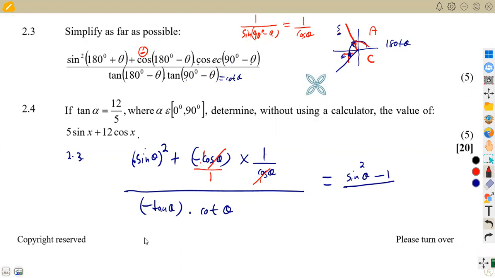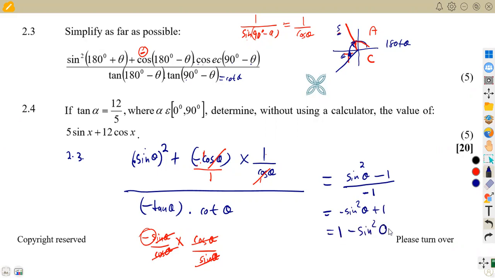Remember that tan is the same as sine over cos, times cot, which is the same as cos over sine. So cos will cancel, sine will cancel, which means you remain with a negative. This negative is going to affect everything in the numerator. So it's negative times negative sine squared theta, and negative times negative 1 is positive 1. So this can be written as 1 minus sine squared theta.